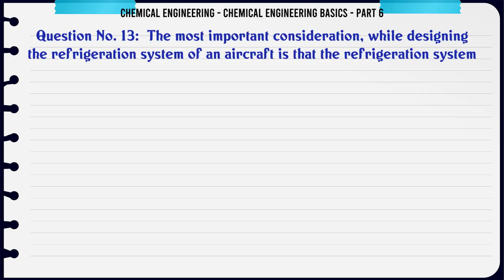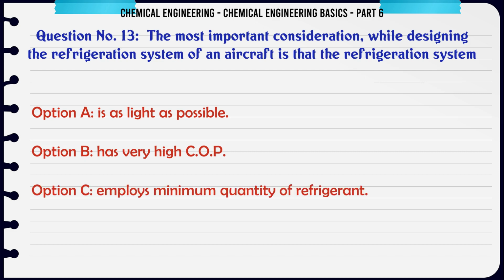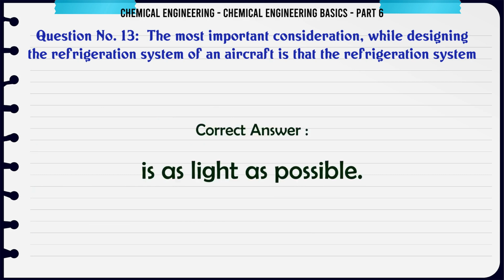The most important consideration while designing the refrigeration system of an aircraft is that the refrigeration system A. is as light as possible. B. has very high COP. C. employs minimum quantity of refrigerant. D. consumes minimum horsepower. The correct answer is as light as possible.